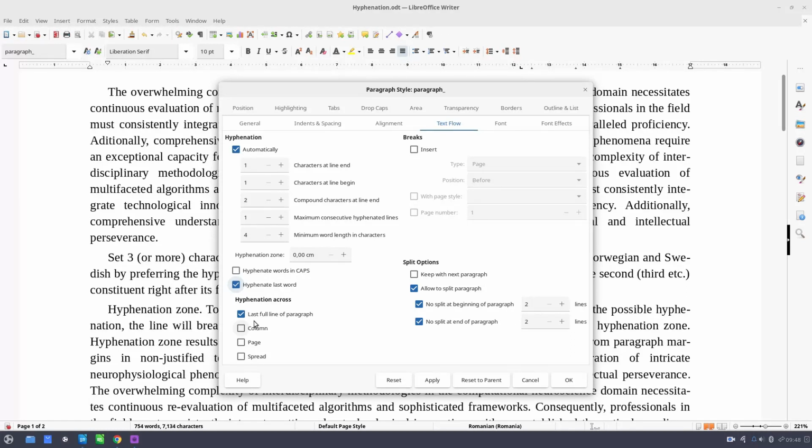As you have seen, it is not activated until this one is activated, because what is this doing? Last full line of paragraph to be hyphenated. So if I activate hyphenate last word, but I don't have this one activated, it cannot break from here. We want to break this word, but it will not break. So for this one to be activated, this one has to be checked. Again, if you have a full line here and you don't like to have a hyphen at the end, you can deactivate this one. And also if we don't like to have just one or two letters here, you can deactivate this one.